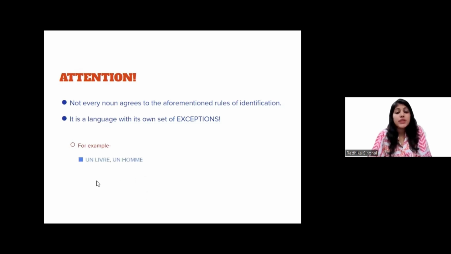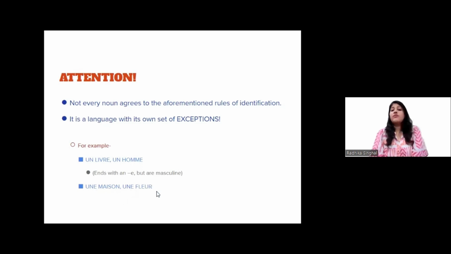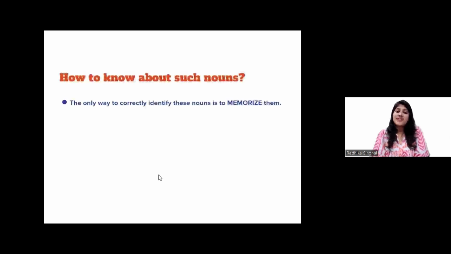For example, leave, gnome. Both of these nouns end with E. Still, we have used a masculine article with it. Une maison, une fleur. Neither of these end with an E. Still, I have used a feminine article with it. So, these are the exceptions that you have to memorize. The only way to correctly identify these nouns is to memorize them.